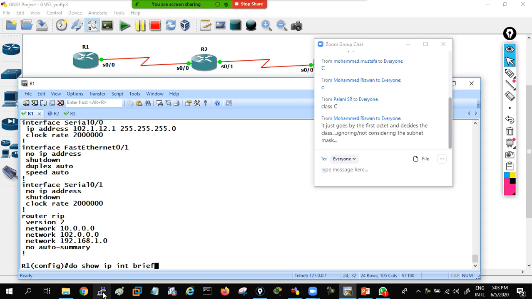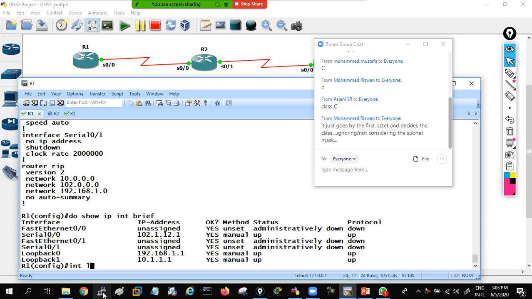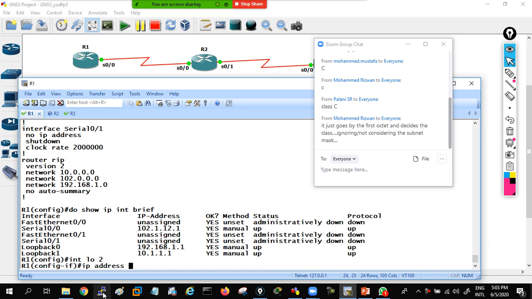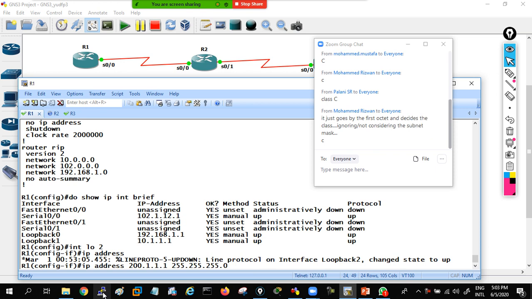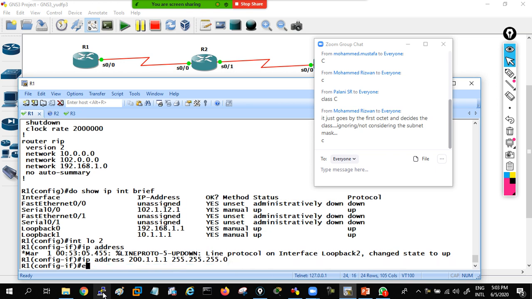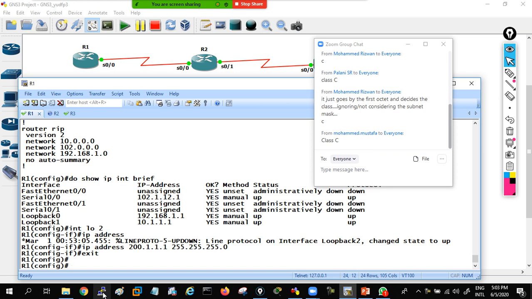Do show IP interface brief, interface loopback 2, IP address 200.1.1.1 255.255.255.0. Now guys, see there, everybody, don't get confused. 200 belongs to which class? Class C. Now, as per us, we need to advertise this network in our routing protocol, right, sir? How are you going to advertise it in your routing protocol?